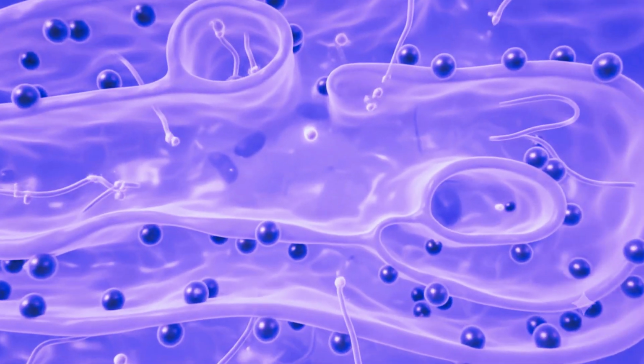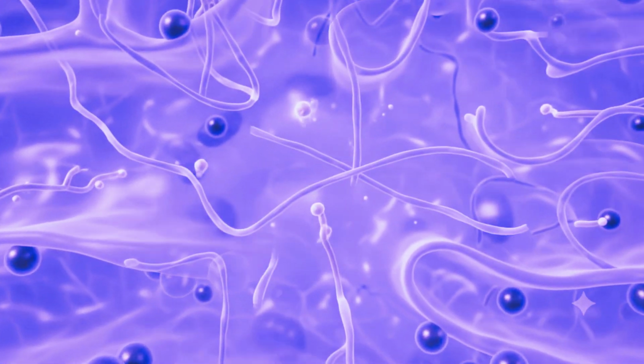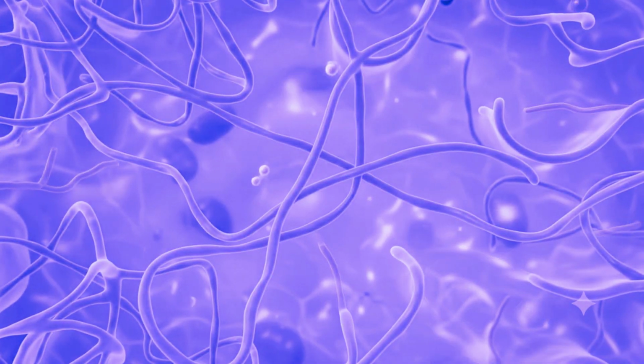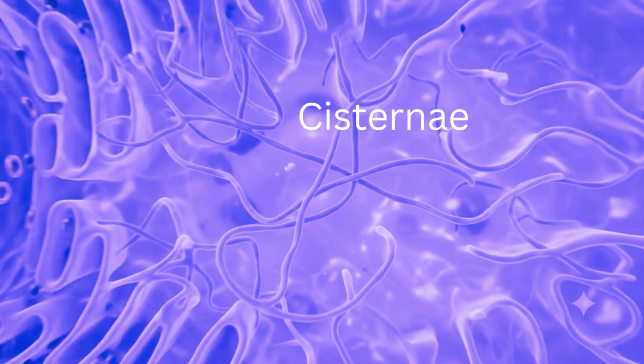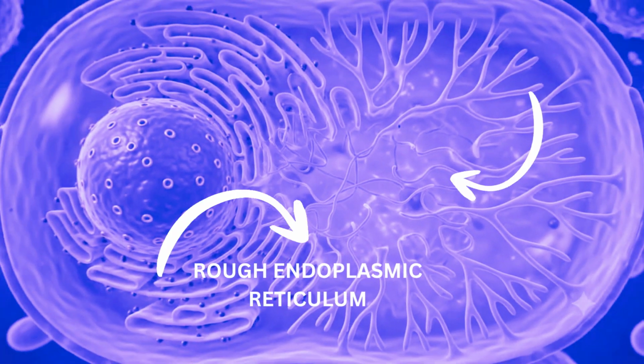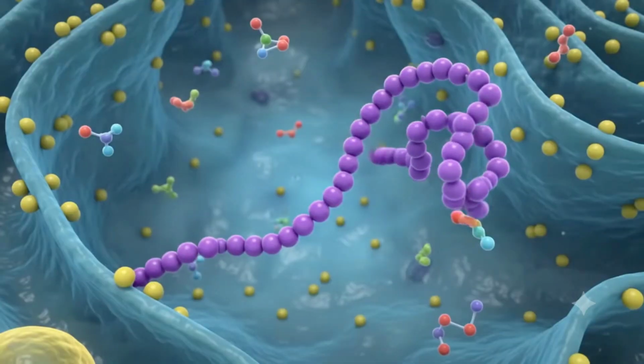The endoplasmic reticulum is an interconnected network of flattened sacs and tiny tubes called cisternae. These membranes are continuous with the outer membrane of the nuclear envelope, allowing the nucleus and ER to work closely together. The ER exists in two forms: rough endoplasmic reticulum, or RER, and smooth endoplasmic reticulum, or SER.